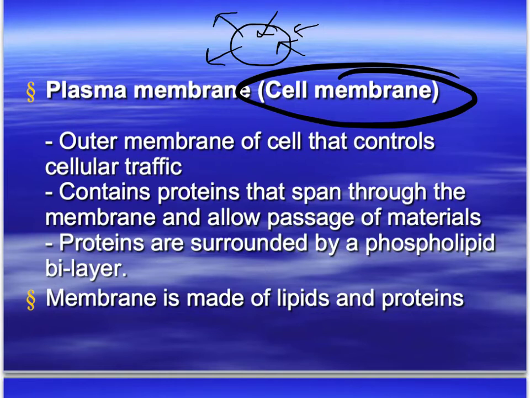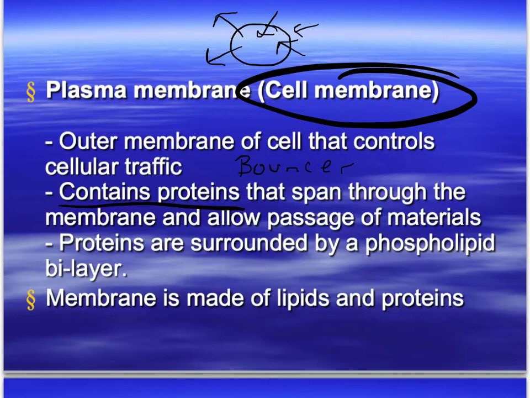And I think that a really good analogy is that the plasma membrane is actually a bouncer. Or it's a security guard, or it is a police officer or a border patrolman. This is something that allows things that are supposed to be inside the cell in, and it prevents things that aren't supposed to be inside the cell out. And what this does is it contains proteins. They go all through the membrane, and they allow for a certain passage of materials.